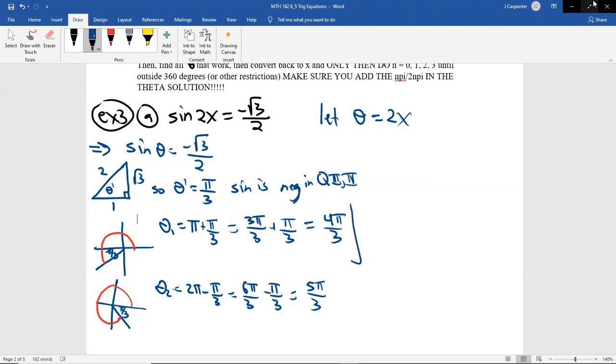Now, some people will stop here. They say, oh, 4 pi over 3 and 5 pi over 3, and that's wrong. First of all, there are no restrictions, so you're forgetting to add the 2 n pi. All right, so the next student remembers, oh, okay, I've got to remember to add the 2 n pi. Remember, I even had this all capitalized. Make sure you add the 2 n pi in the theta solution. So that's where these need to go.